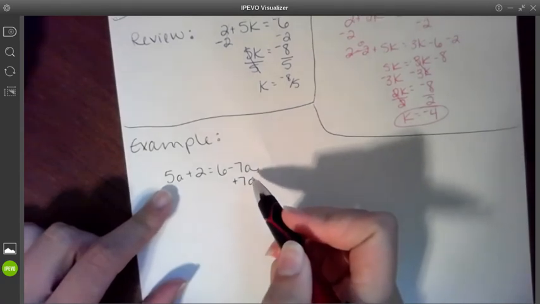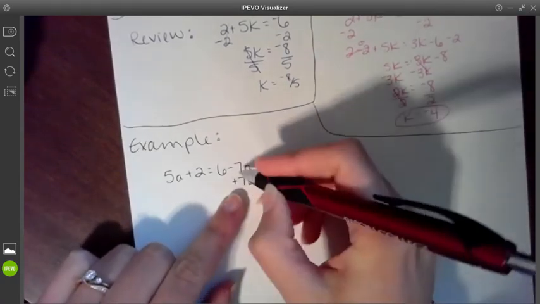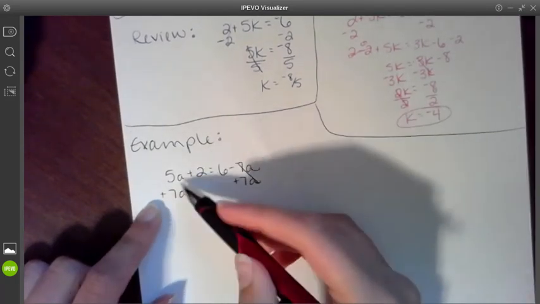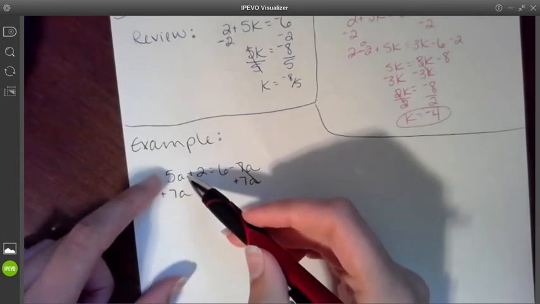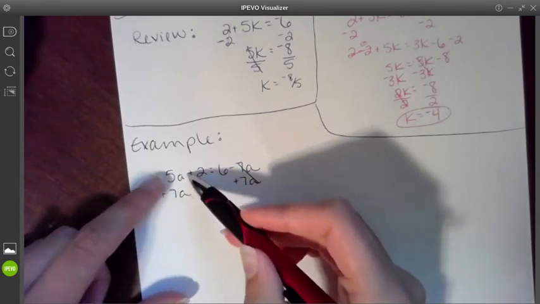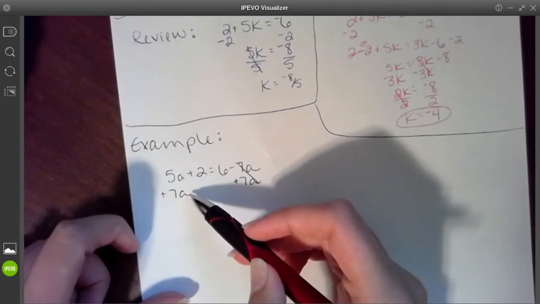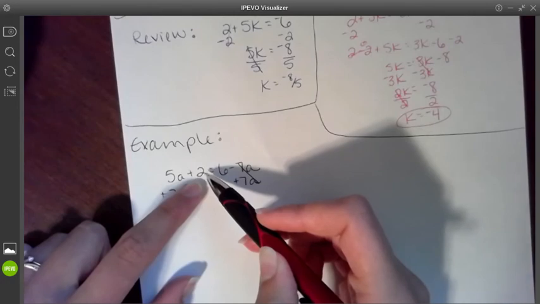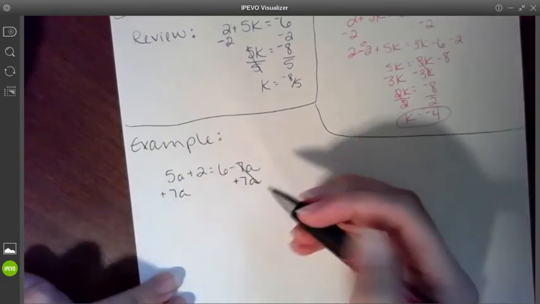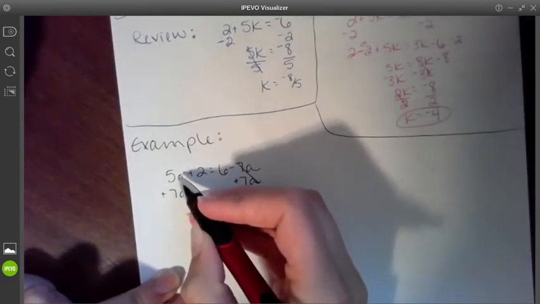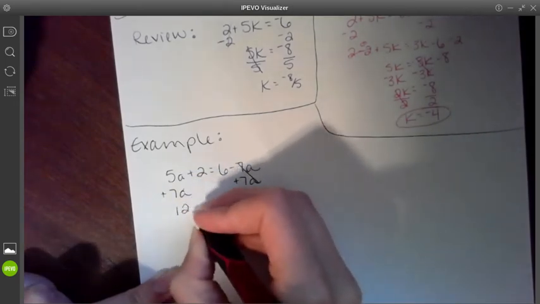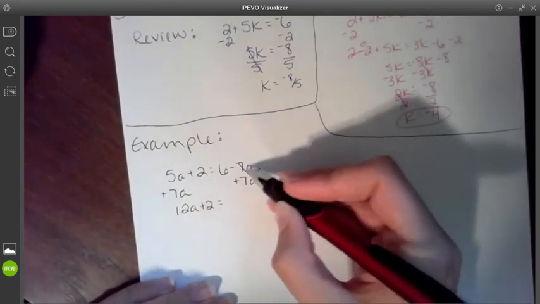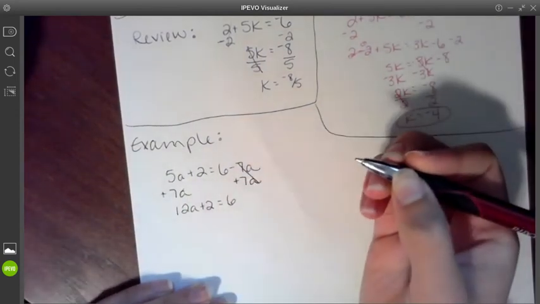But if I add 7a on this side of the equal sign, to get these to cancel, I'm going to add 7a over here. Now, I put it right under the 5a because I'm recognizing that these are like terms. They have the same variable and the same exponent. I can't add the 7a to the 2 and simplify that. They're not like terms. The 2 has no a on it. All right, 5a plus 7a is 12a. We still have that plus 2 equals, we got rid of this minus 7a, so we're left with 6.